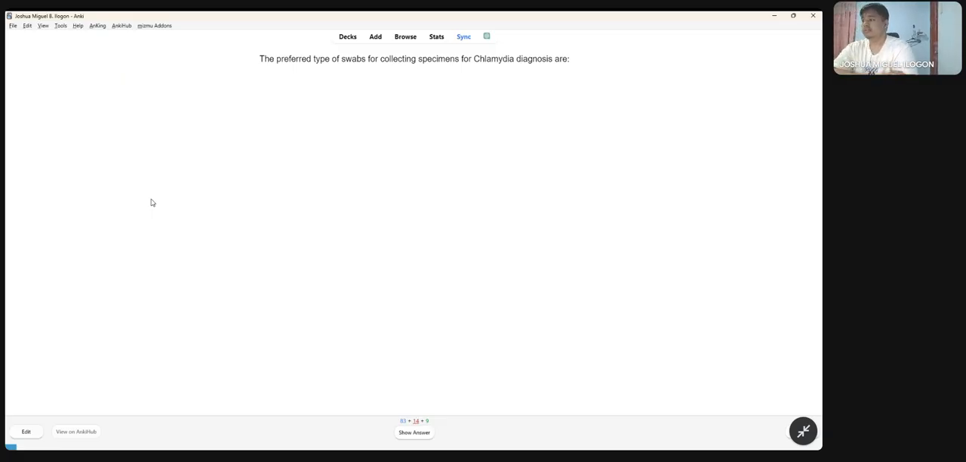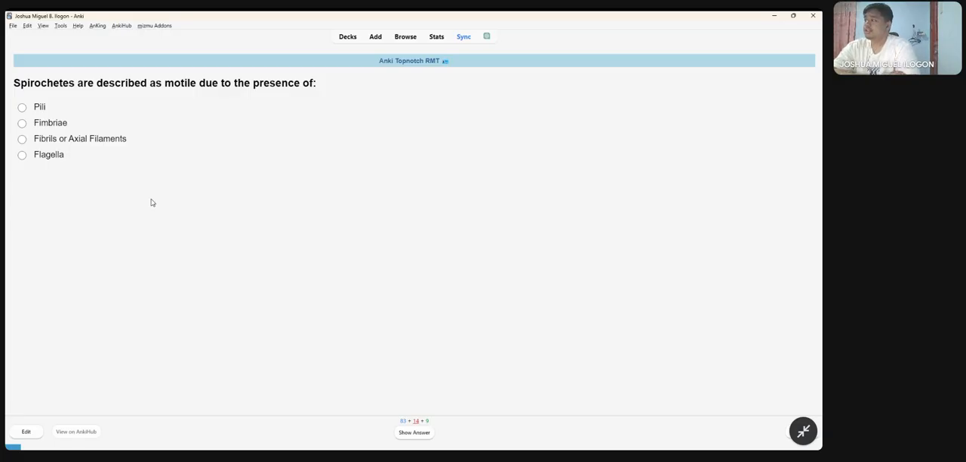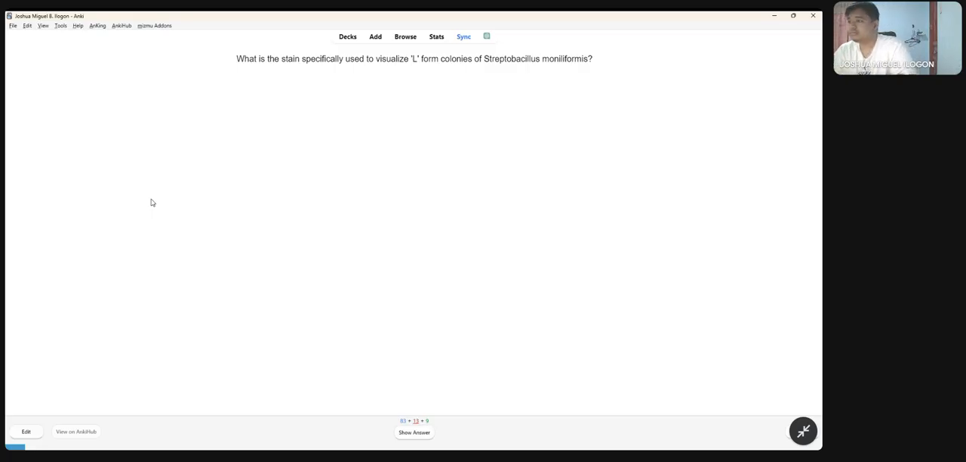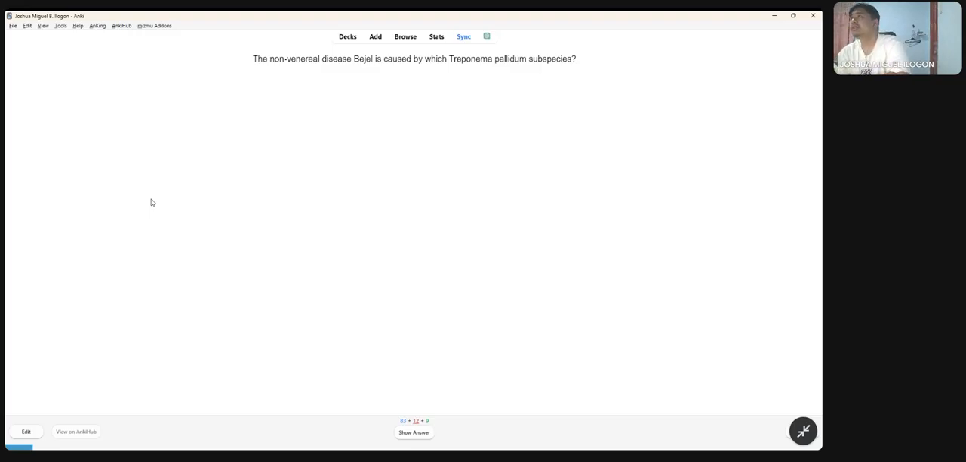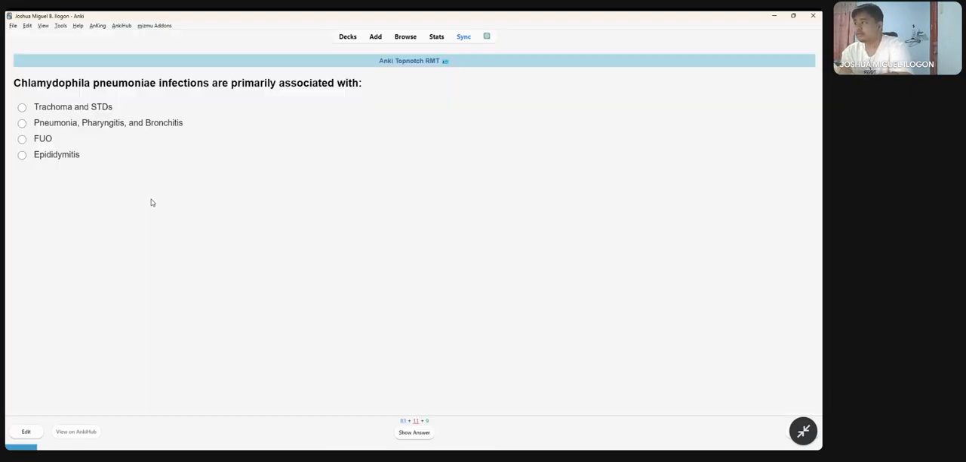Dacron and rayon. Species are described as intelligent to the presence of fibrous and abstract elements. This is the inclusion morphology of Chlamydia trachomatis. Forgot about that. Treponema endemicum, and yeah, endemicum. Chlamydophila pneumoniae infections, pneumonia, meningitis, monocytis.